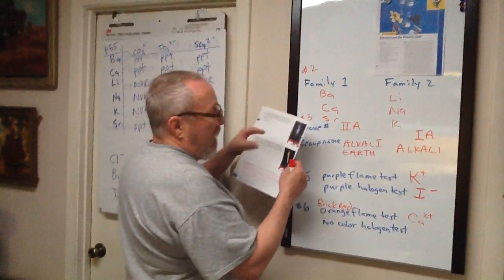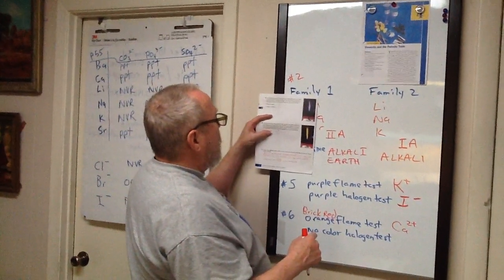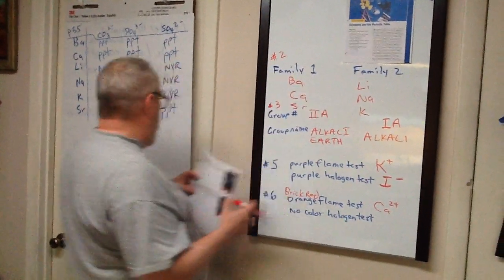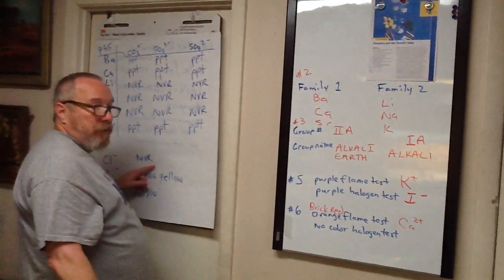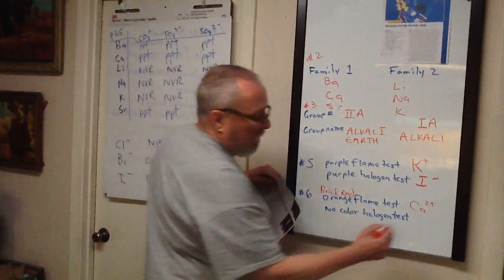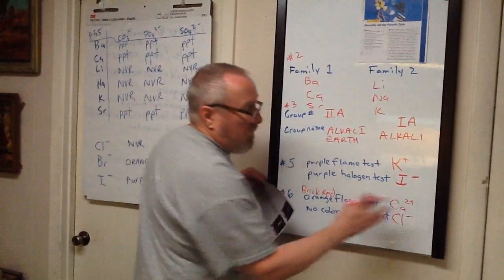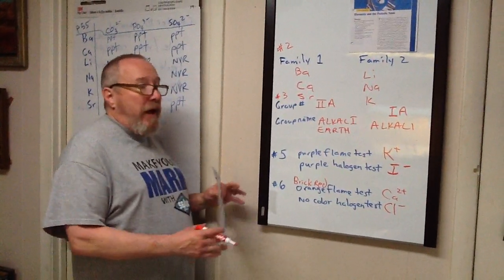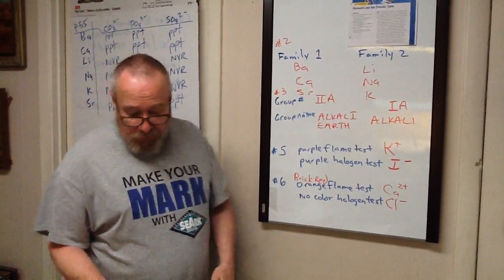Okay? And then it said we had a negative halogen ion test, in other words, no color produced, and that would be what? Chlorine. So this compound would be calcium chloride, CaCl2. It doesn't ask for that, but it asks you to name those ions present.